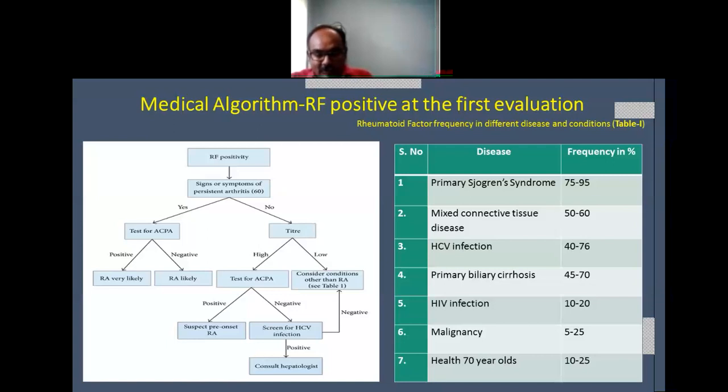if the titer value is very high, anti-CCP is negative, and the HCV test is also negative, then you have to consider other autoimmune diseases like Sjögren's syndrome, mixed connective tissue disorder, HCV infection, biliary cirrhosis, even HIV infection, malignancy, and healthy 70-year-old adults will have a 10-25% increase in titer value of RF.